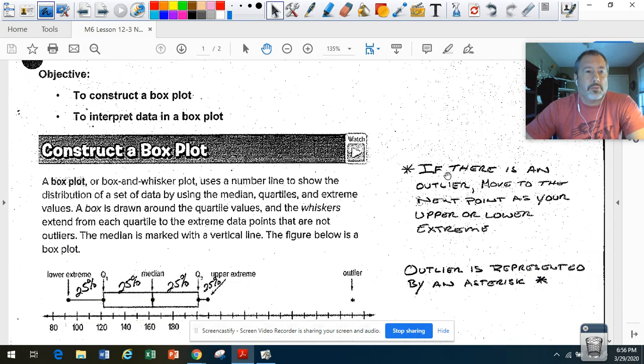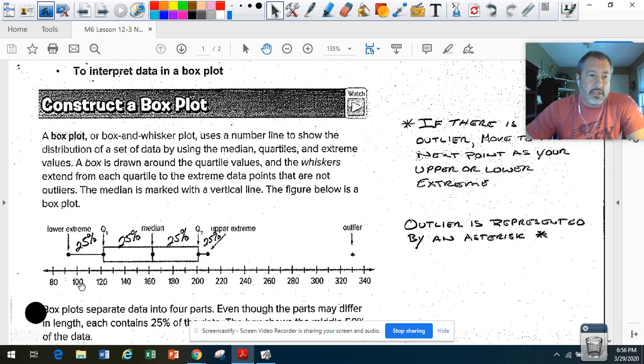So it says a box plot or box and whisker plot uses a number line. As you see here, we have our number line right here. To show the distribution, which means the spread of the data, by using the median, quartiles, and extreme values. The values are our outliers.